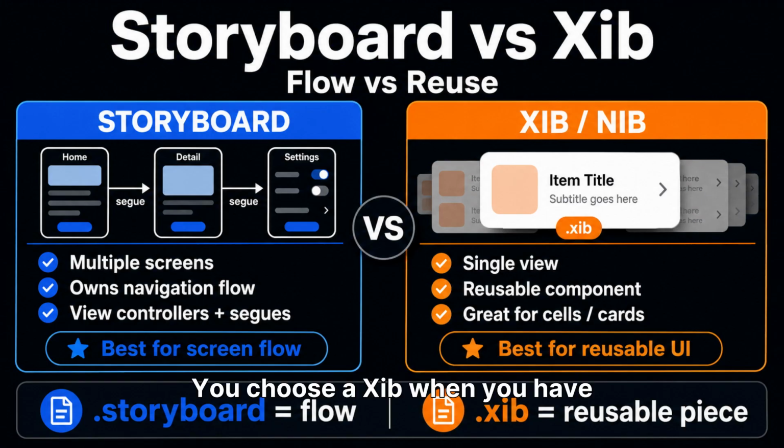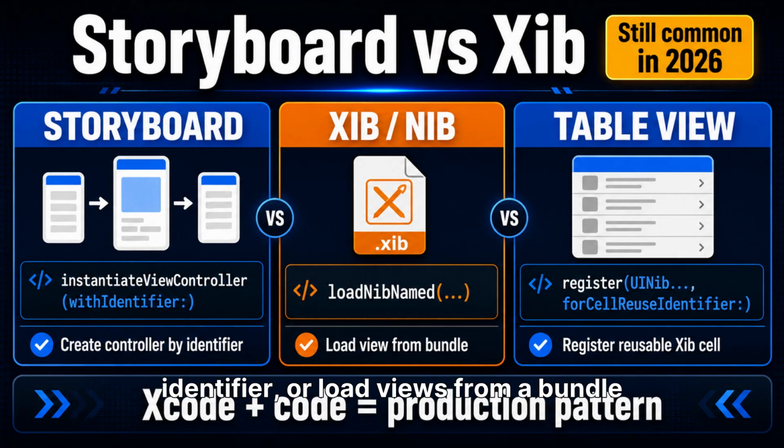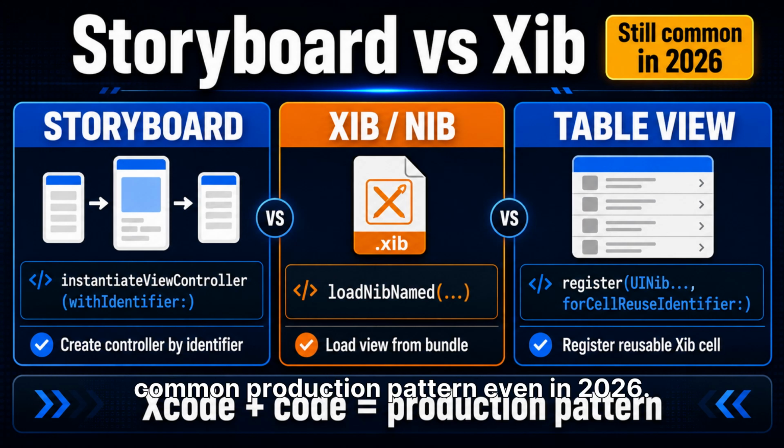You choose a xib when you have a view like a custom cell or card that appears in multiple contexts. You can instantiate controllers from storyboards by identifier, or load views from a bundle using loadNibNamed. Registering xibs with table views is a common production pattern even in 2026.